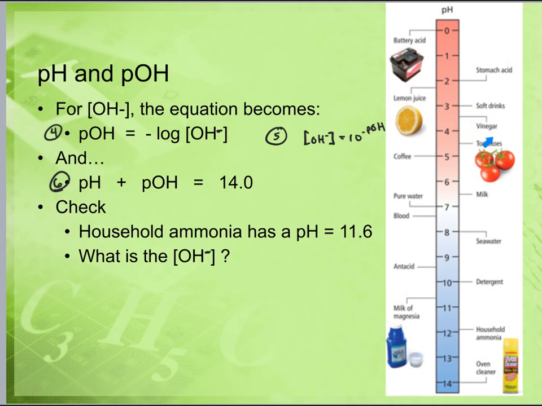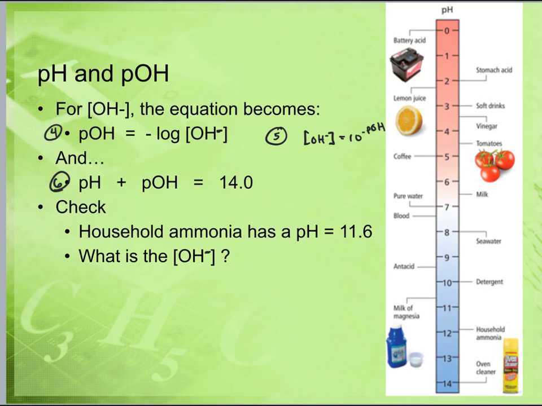Vinegar is down there. Tomatoes are acidic. Coffee is acidic. Milk is slightly acidic. The other direction, blood, slightly basic. Seawater, antacids. Detergent, milk of magnesia. It's a laxative there. Household ammonia. And oven cleaner, very, very basic. So is drain cleaner. Really, really basic stuff.